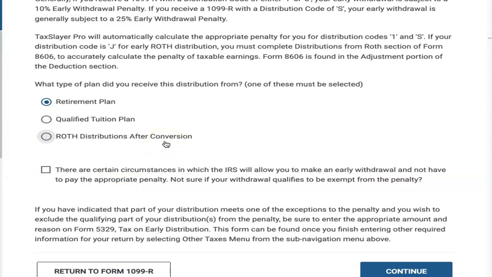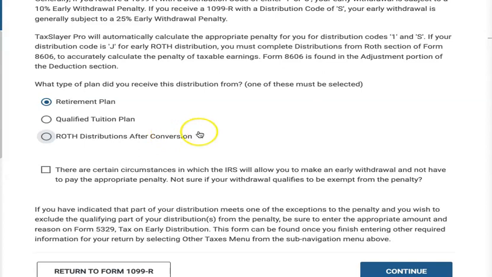You have to go elsewhere for that. We'll talk about that in a moment. And if you don't check this box, you still don't go to the 5329. And if you do or don't check this box, it doesn't give you an error message. The software doesn't send you anywhere in particular.